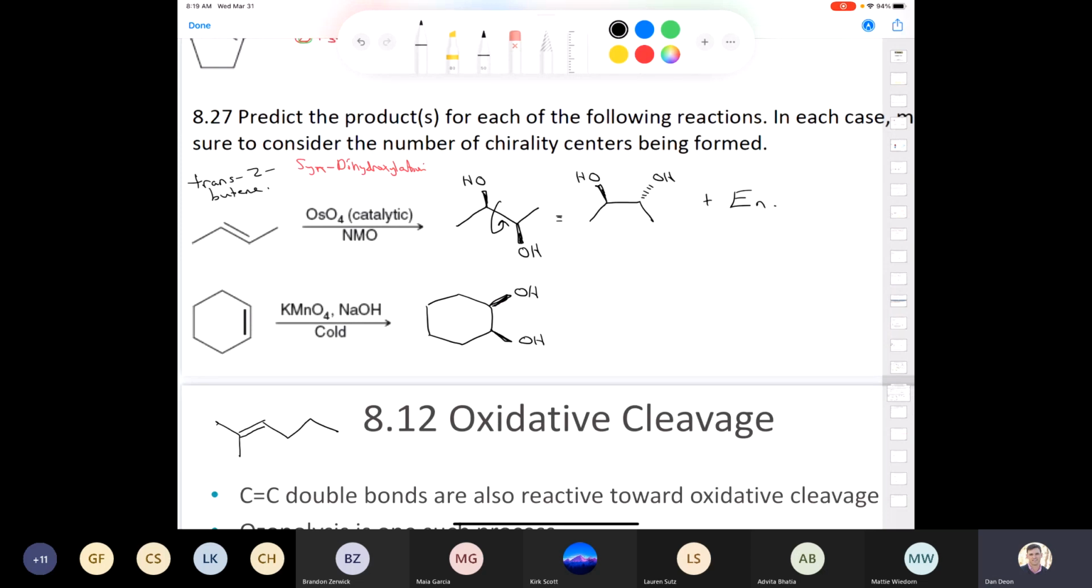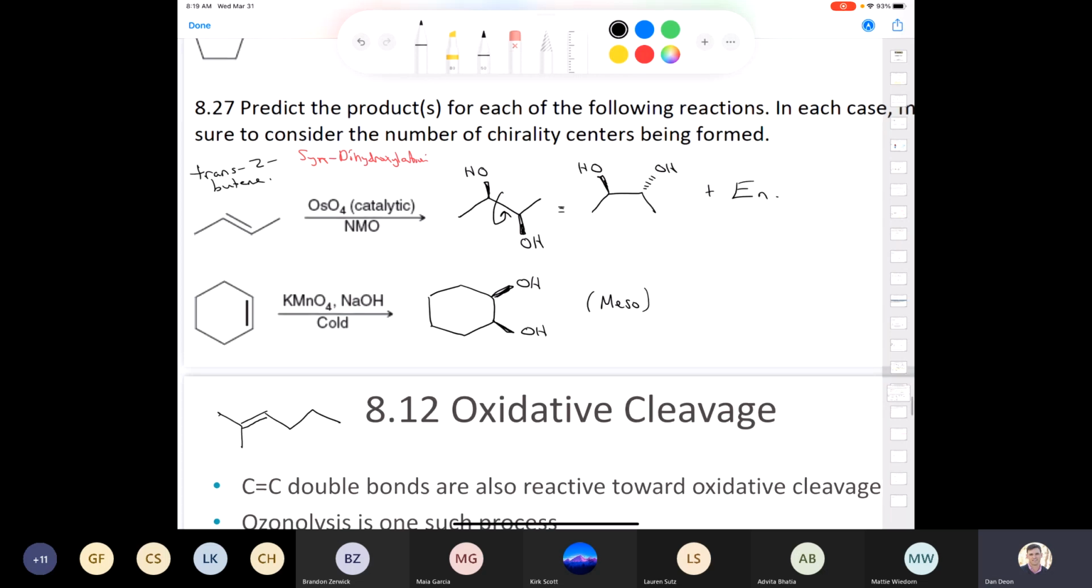Will I get an enantiomer for this compound? Yes or no? No, there's not going to be. Why would I not get an enantiomer for this compound? There's 2 chiral centers. Yeah, you're all right. It's because it's meso. So this is a meso compound. So that's the only product you'll get.